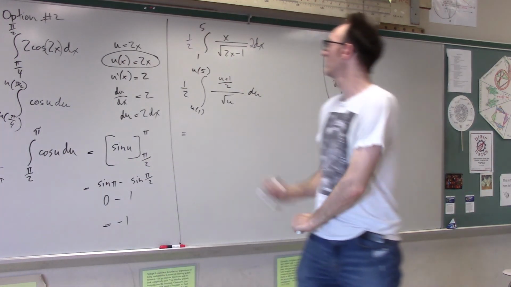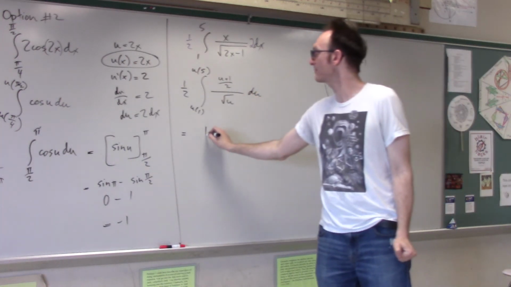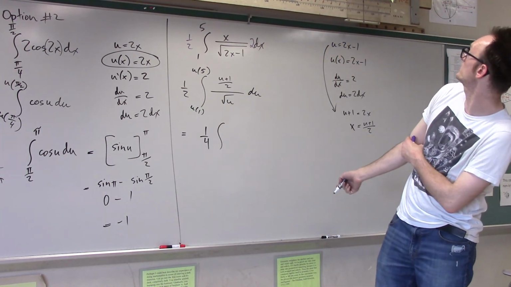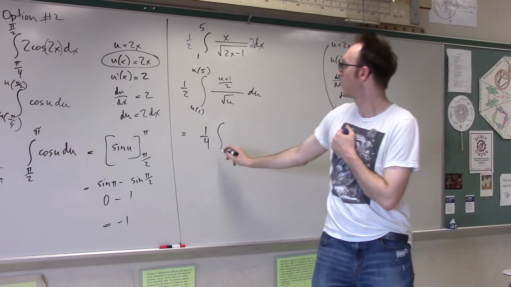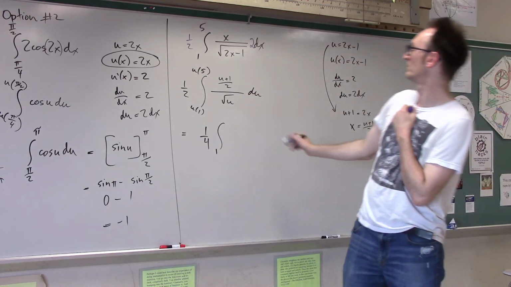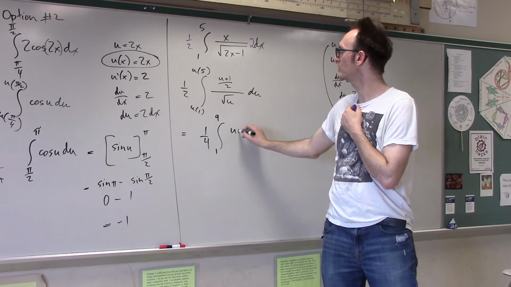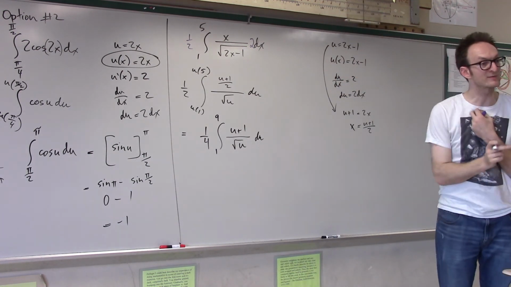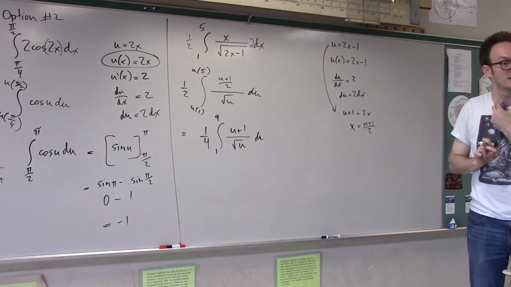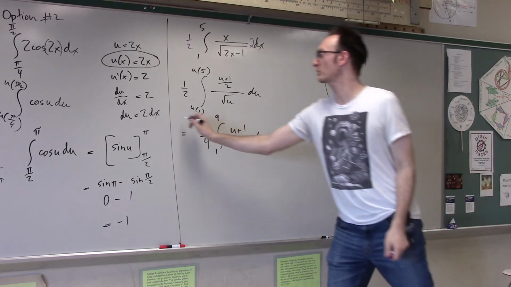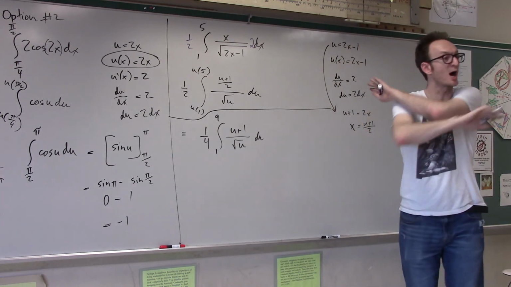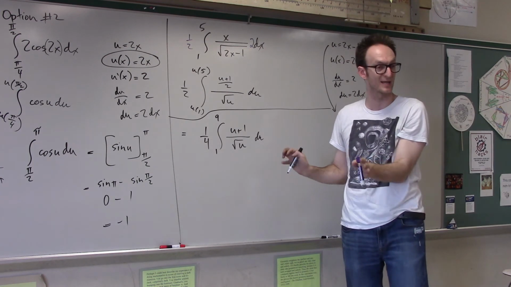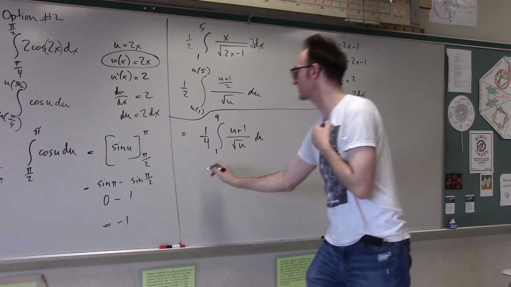Okay, so when the dust clears, I end up with 1/4, because I pulled that 2 out, times the integral from, what is u of 1? 1, and what's u of 5? 9. 9 of u plus 1 over root u du. Alright, now we still have some work to do. We have to still do this whole integral. But does everyone see how x is gone forever? There's no subbing back to x's.